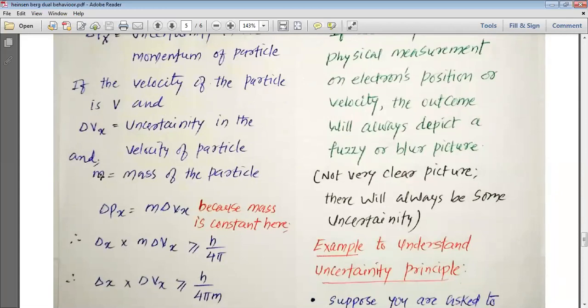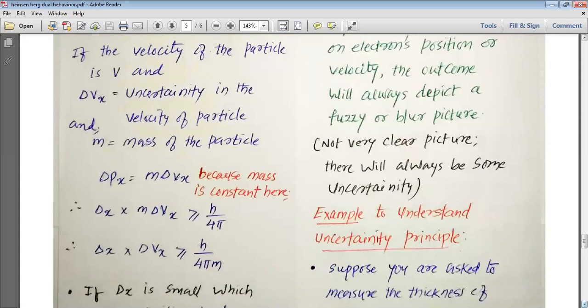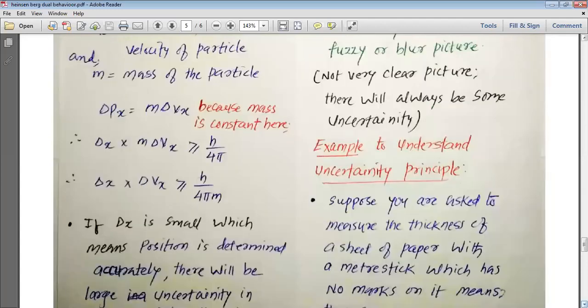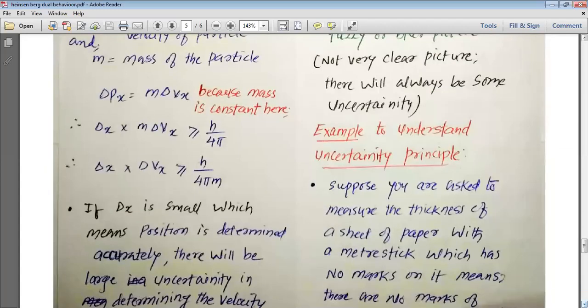If the velocity of the particle is v and delta vx is the uncertainty in velocity of the particle, and m is the mass of the particle, then delta px is equal to m into delta vx, because mass is constant here. Therefore delta x multiplied by m delta vx is greater than or equal to h upon 4 pi. Here we have put p equal to mv, so delta px is equal to m delta vx, and therefore delta x into delta vx is greater than or equal to h upon 4 pi m. We have taken the mass from the left side to the right side.